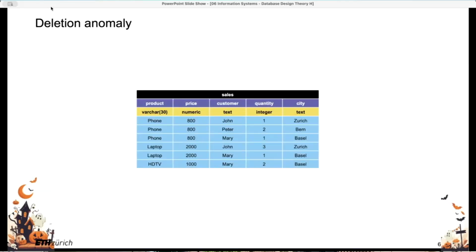So imagine I have a web shop, and I just went ahead and created a single table schema in my database where I have all of my customers and orders and inventory and so on. And so I can see in my table that John is ordering 1 phone for 800 francs and he lives in Zurich. Peter is ordering 2 phones for 800 francs from Bern. Mary is ordering 1 phone for 800 francs. She's from Basel. John is ordering 3 laptops for 2,000 francs living in Zurich. Mary from Basel orders 1 laptop for 2,000 and also 2 HD TVs for 1,000 francs, and she's still from Basel, right?